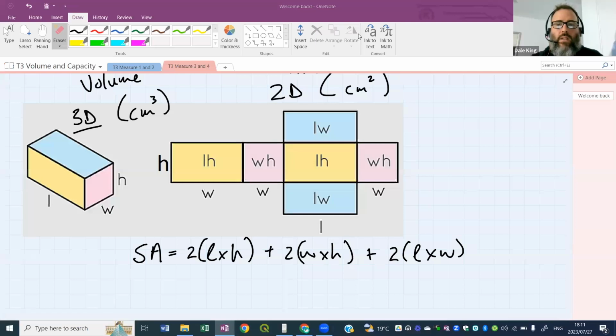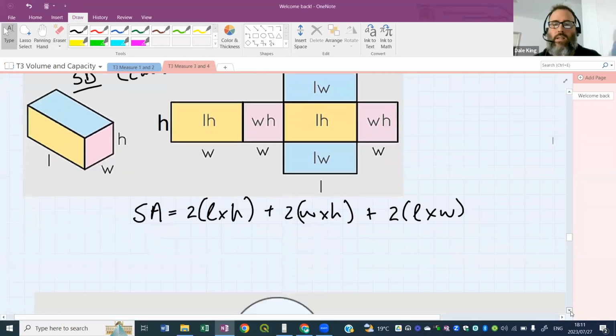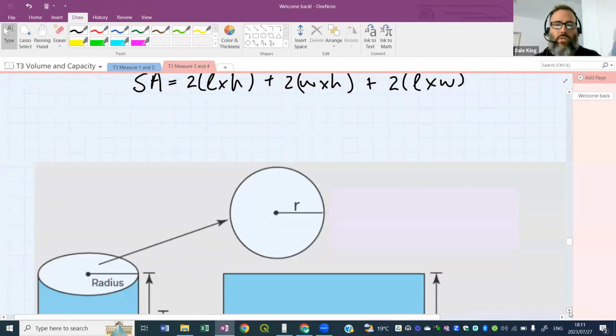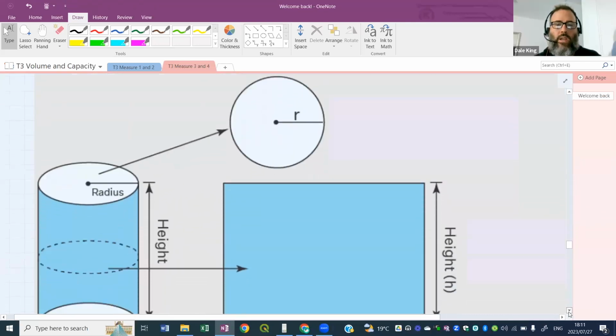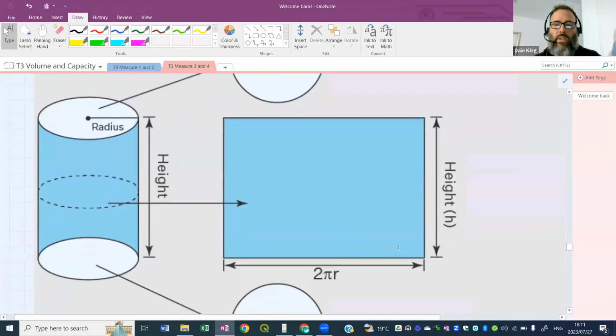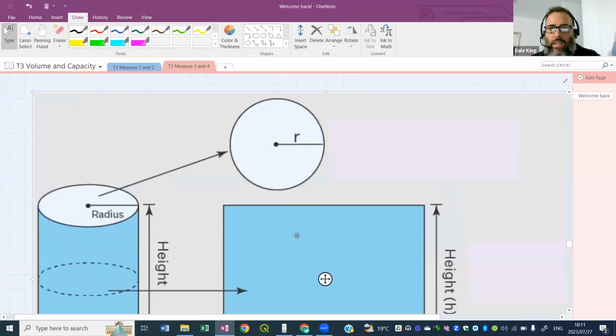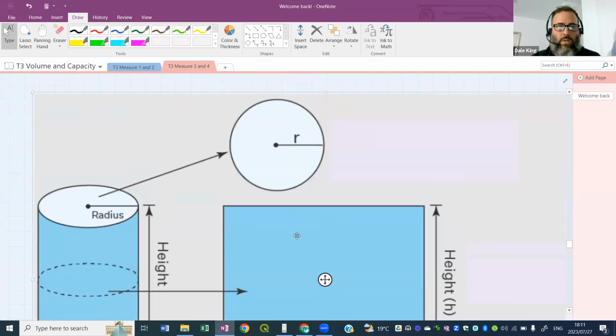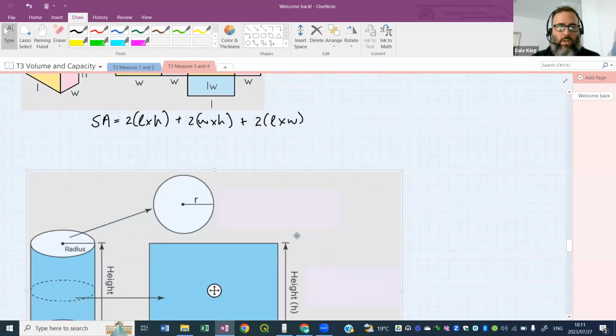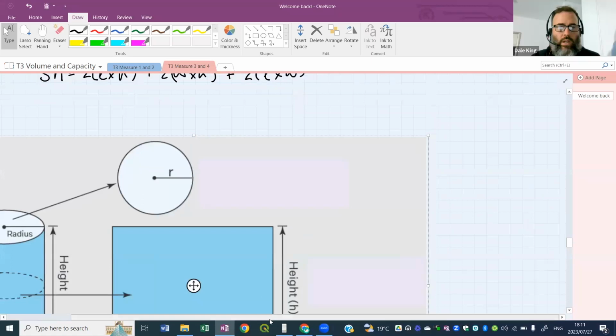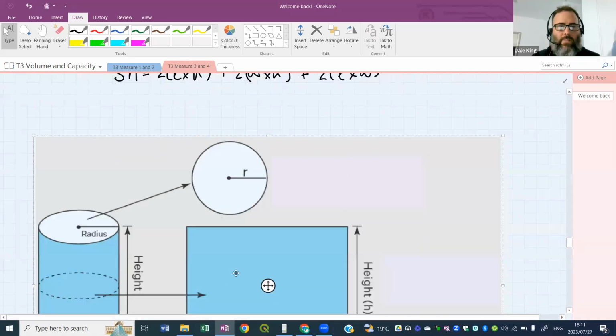All right, let's move on to the cylinder. Okay, so the rectangular prism is easy. The cylinder is also quite easy, except we're dealing with circles. Okay, so here is a cylinder. I need to make this a bit smaller. It's a little bit big. I can actually zoom out. All right, it's too much. So there is the cylinder.